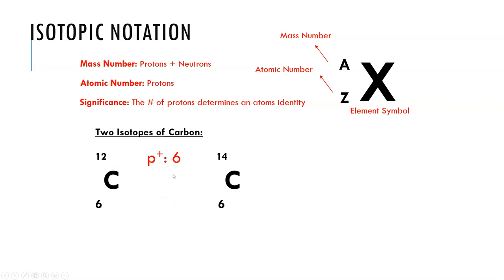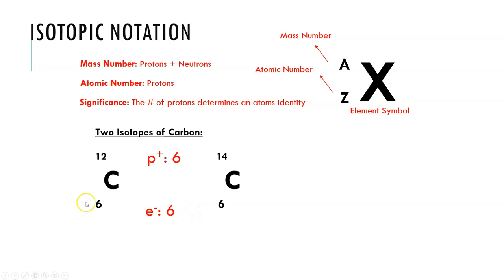Now, as I mentioned before, if you know how many protons are in the atom, you also know how many electrons are in the atom. Because however many positive charges you have, you have to have equal numbers of negative charges. So 6 protons means 6 electrons.